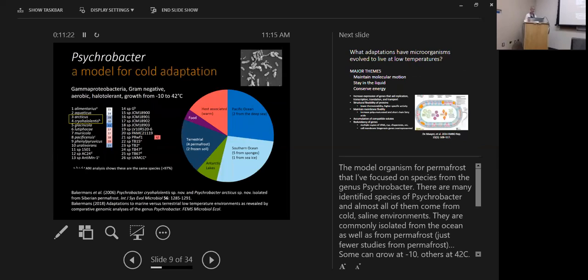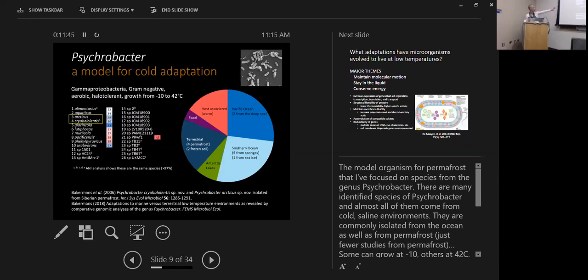So I'm going to start with the pure culture work that I've done with this model organism, which is a species of Psychrobacter. Psychrobacter is a genus in the gamma proteobacteria. It's kind of your average run-of-the-mill gram-negative bacterium. Many species have been isolated. Most of them are isolated from cold and saline environments.